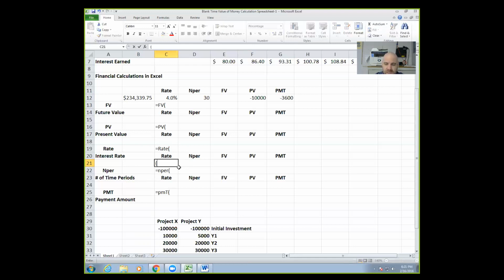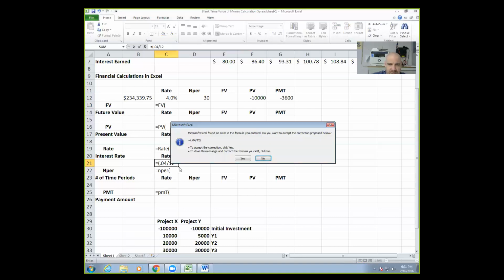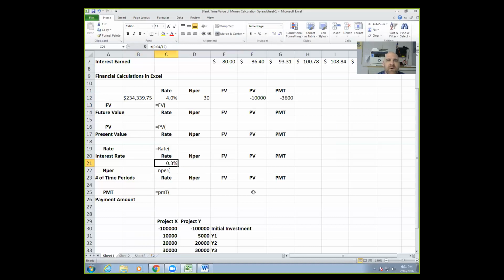All you have to do is I'm going to put equal 0.04, which is 4%, right? Divided by 12. That's what the interest rate every month would be. And so I put that in there. I don't even think I needed to put brackets on it. Let's just see. Whoops. Oh, I guess I did need to put brackets on it. So it comes out to 0.3%. If I added a few decimal places, it would be 0.333 to eternity. But so this is the monthly interest rate, 0.33%.